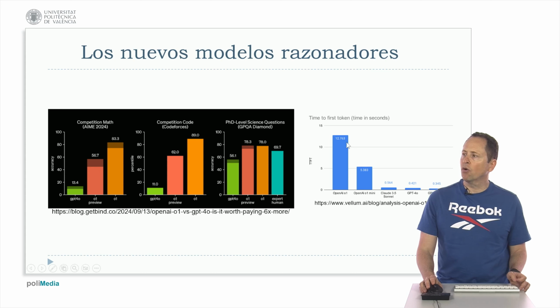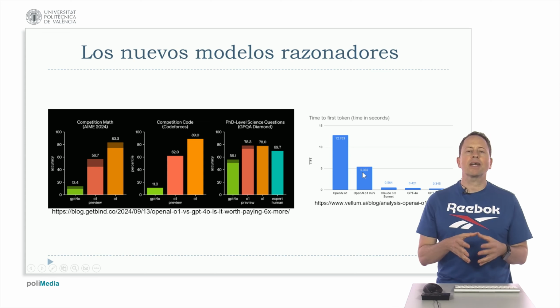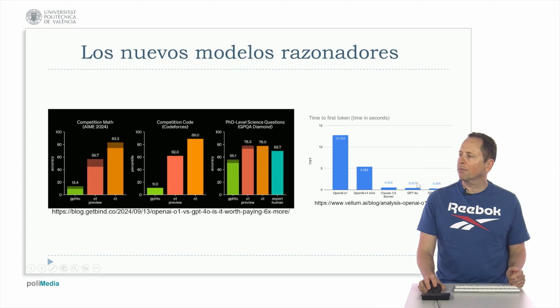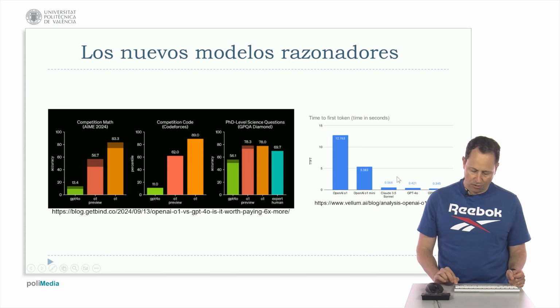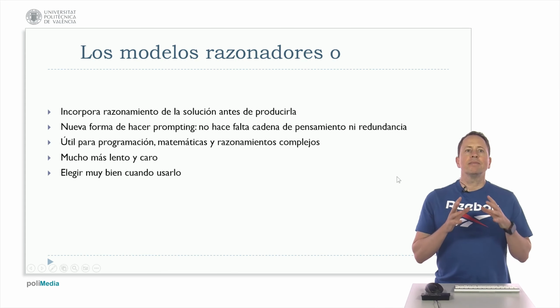This is the O1, this is the O1 mini, a smaller one which they made so that it can reason but it doesn't take so long. The result obtained is worse, and here we have the Claude 3.5 Sonnet, the GPT-4o or the GPT-4o mini. Note the time difference until the first token for the same response. If we look at the computational cost, the same thing happens.